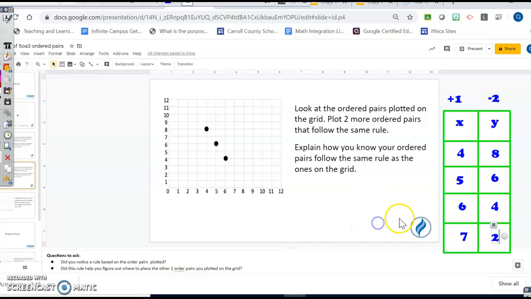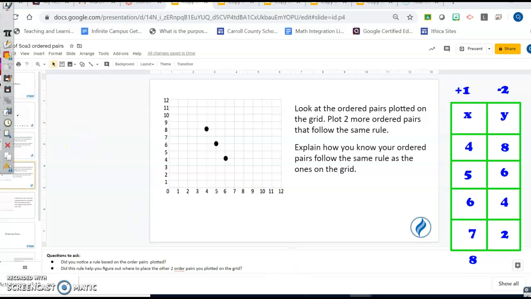And then if I did another one, my next x would be 8 because it's going up. And then my next y would be 0.